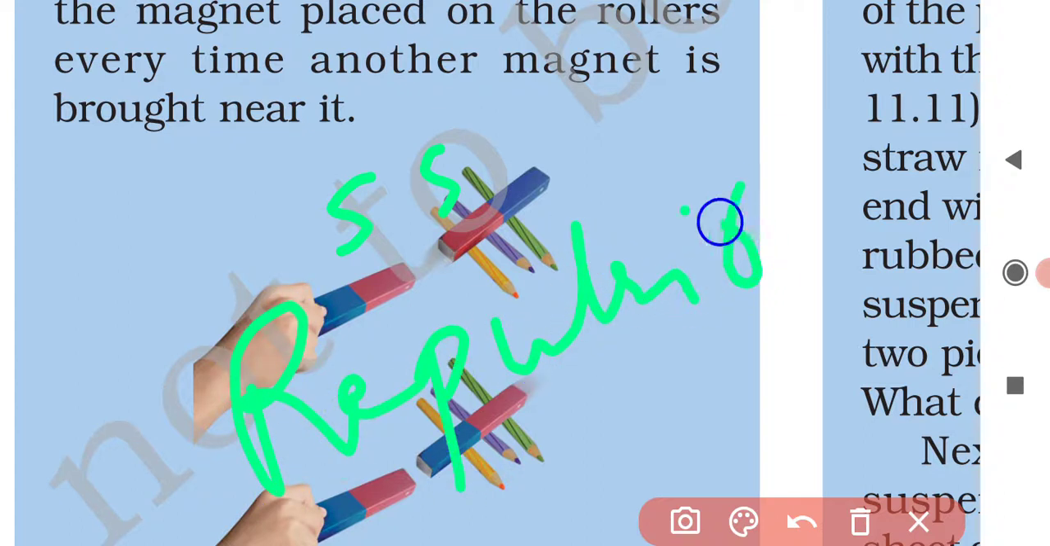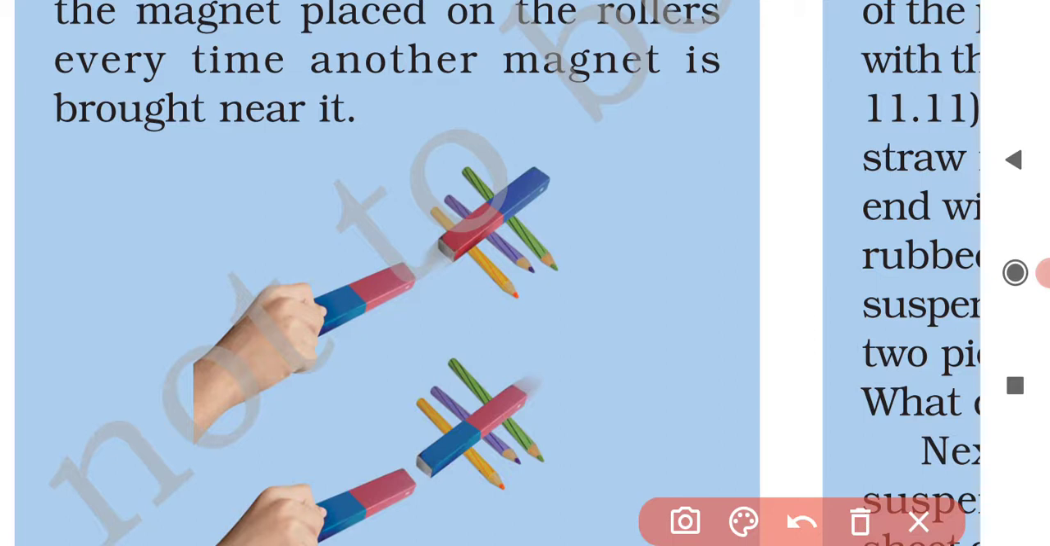Okay, you know that like poles repel each other, right? So what is the magnetic force over here? The magnetic force of repulsion. When the two like poles of the bar magnets are brought nearer to each other, then there is a magnetic force of repulsion. Clear? Understood. Similarly, if we bring the north pole here and north pole here, if we bring the two north poles nearer to each other, then again there will be a magnetic force of repulsion, because like poles repel each other. Understood?